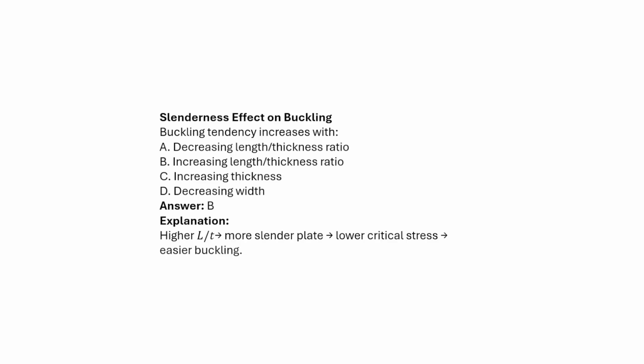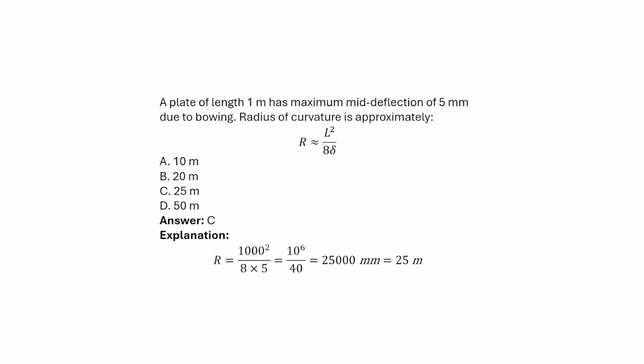The slenderness effect on the buckling tendency increases with decreasing the length by thickness ratio, increasing the length by thickness ratio, increasing the thickness, or decreasing the width. The option will be B, increasing the length by thickness ratio. Higher the length by thickness ratio, the more slender the plate, the lower the critical stress, and the easier it buckles. A plate of length 1 meter has a maximum mid deflection of 5 mm due to the bowing.